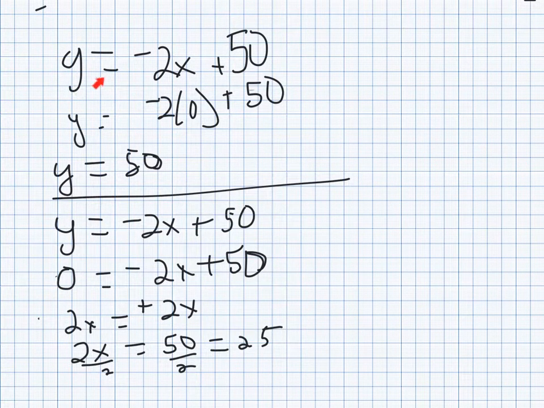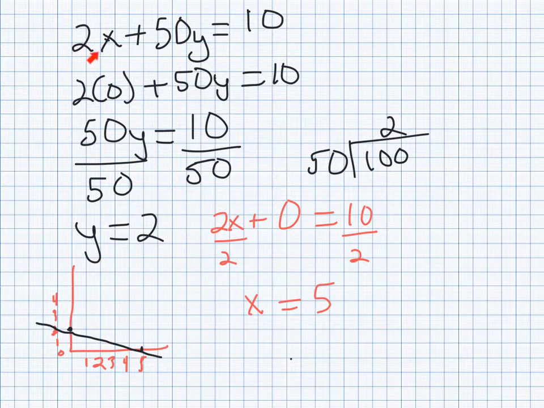We have another one here, y equals negative 2x plus 50. To find the y-intercept, we make the x go to 0, so we end up with y equals 50, nothing more to do for that. Down here, we turn the y to 0, and we end up with 0 equals negative 2x plus 50. We add 2x to both sides, and we're left with 2x equals 50. We divide both by 2 and end up with x equals 25.